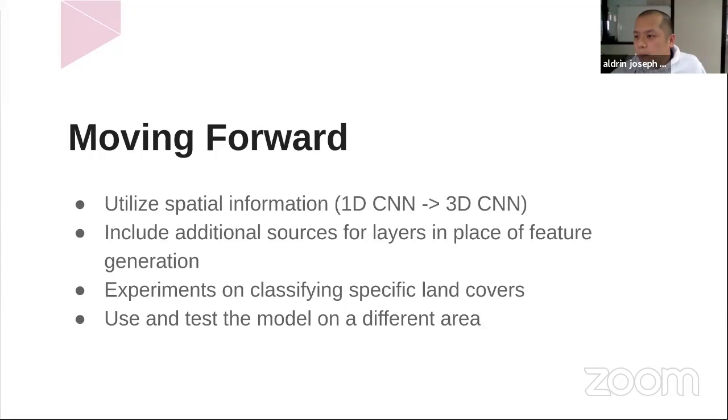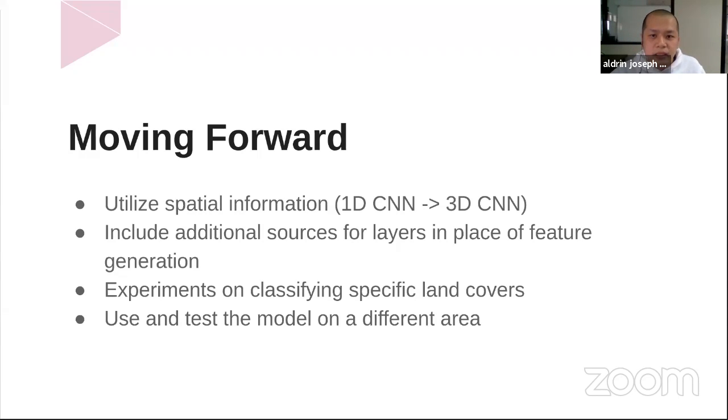So, as usual, when you try to find answers to your initial questions, you'll often end up with even more questions. So, first, how can we move forward from this study? First is to use spatial information, so increase the dimension of the neural network. How does a pixel's neighbor help classify each pixel, so the neighborhood of the pixel.